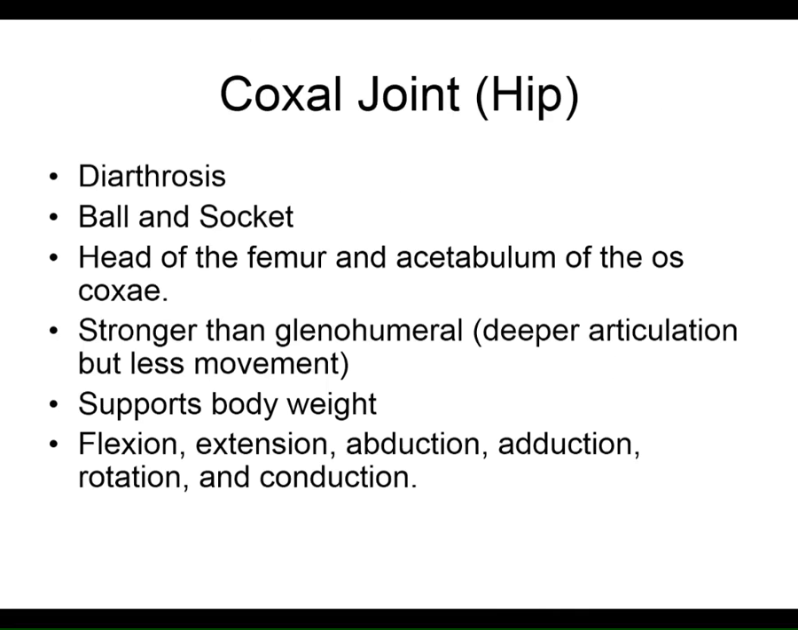Coxal joint, your hip. Again, freely moving, ball and socket. It's the head of the femur sitting into the acetabulum of the os coxae. It is stronger than your shoulder, than your glenohumeral. There's a bigger structure because you are carrying your weight on this joint, and it allows for all sorts of multi-axial movement.